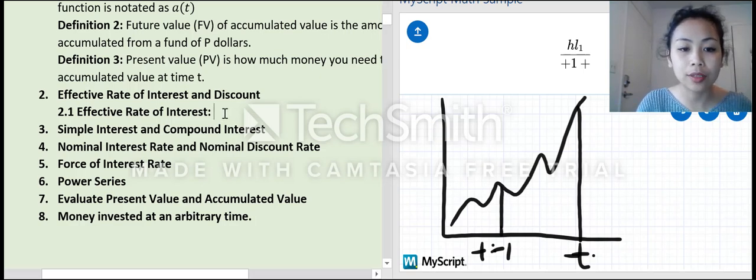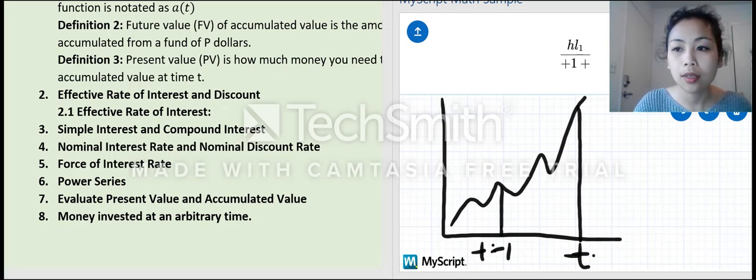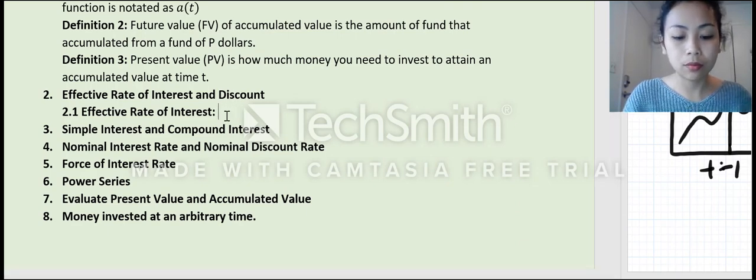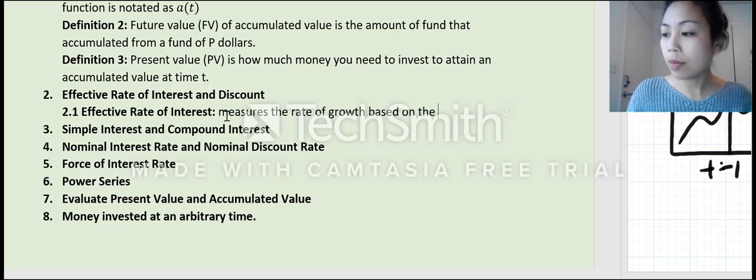So the effective rate of interest measures the rate of growth based on the fund at the beginning.